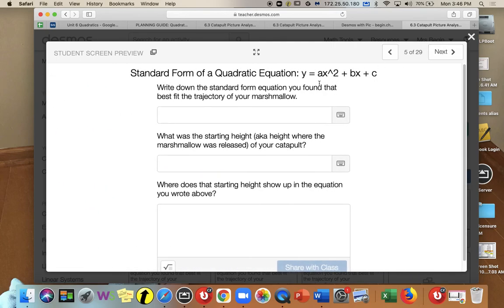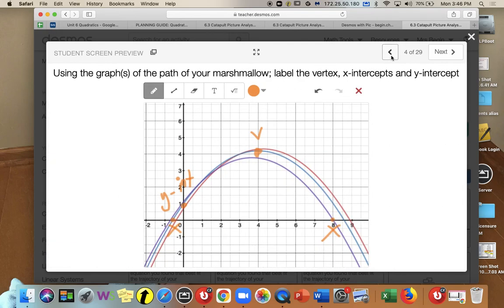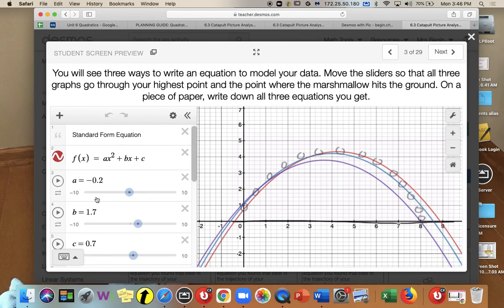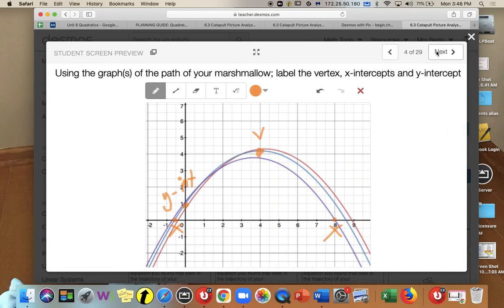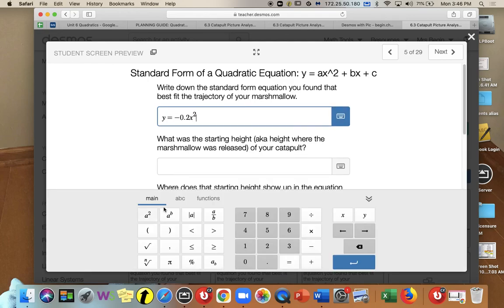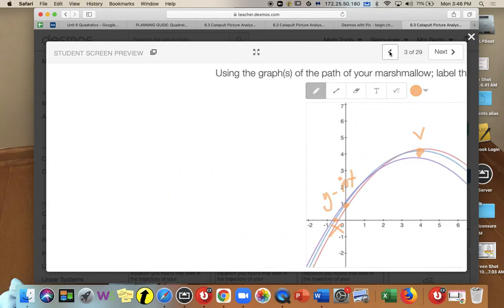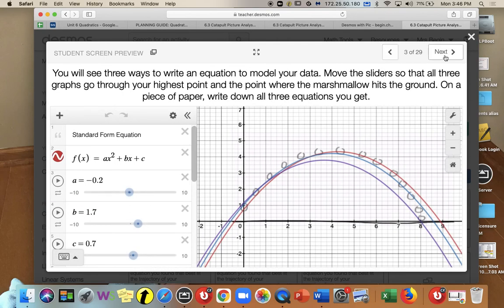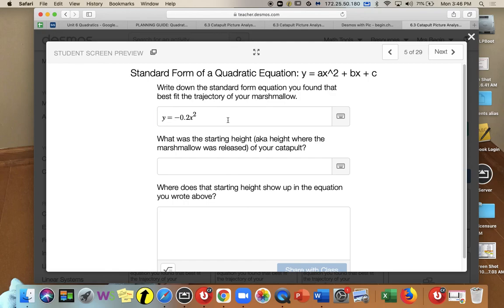So now let's take a look at standard form of an equation. What did you get for A, B, and C? This does require a lot of flipping back to the slides. So let's see if I can put these numbers in. So we have y equals, and the a value was negative. It turned it upside down. And then we have x squared. To get this squared, we'll just hit the keyboard. And then it was, I think, plus 1.7, but I forgot, so I'm going to flip back. 1.7, so plus 1.7.